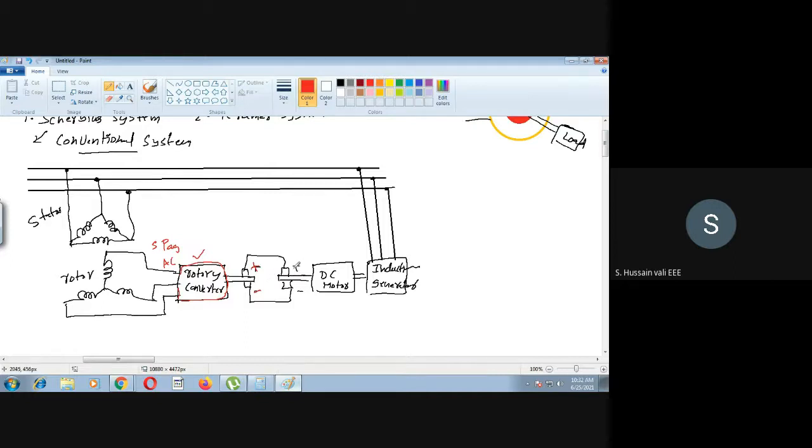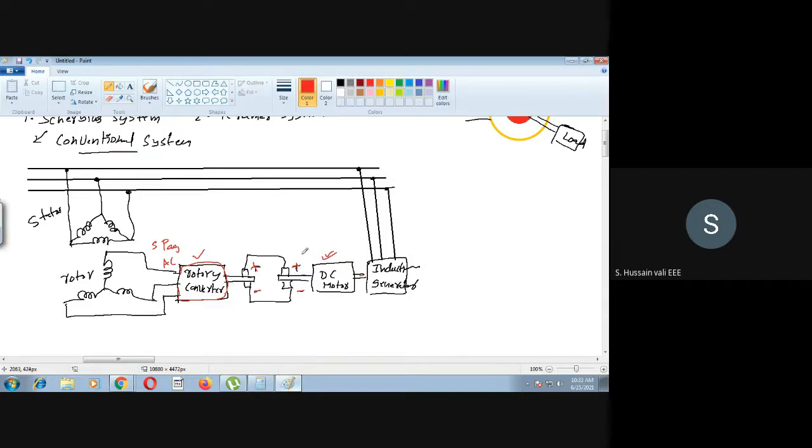Now where is this power going? This power is going to the DC motor, because this is DC now. So the AC power at the rotor side is converted into DC using this system. Then that DC power goes to the DC motor. Once the DC motor takes DC power, it converts this electrical energy into mechanical energy. That mechanical energy goes to an induction generator, and the induction generator takes mechanical energy and converts it to electrical energy.